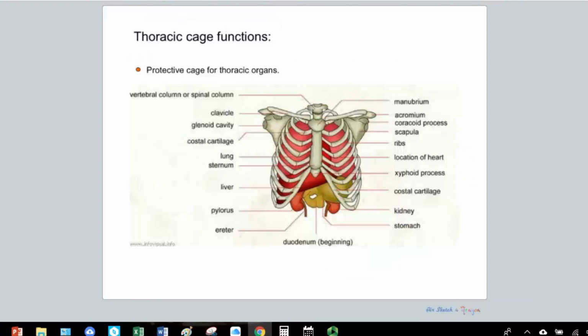Thoracic cage does a bunch of things. It's a protective cage for the thoracic organs. Here's the lungs underneath there. We have the heart right there. So protection for a lot of important organs.